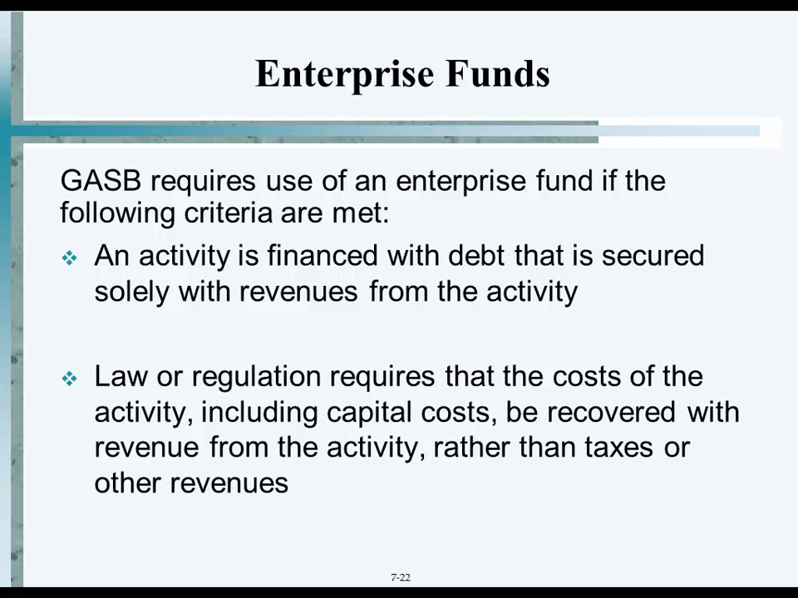If you have a mass transportation system run by a government, it has two ways to deal with it. One is show it as a business type activity, and two, show it as part of its governmental operation. There's nothing that prevents it from doing that. But what GASB says is that you must, M-U-S-T, show an activity as an enterprise fund if that activity is financed with debt that is secured with revenues from that activity.